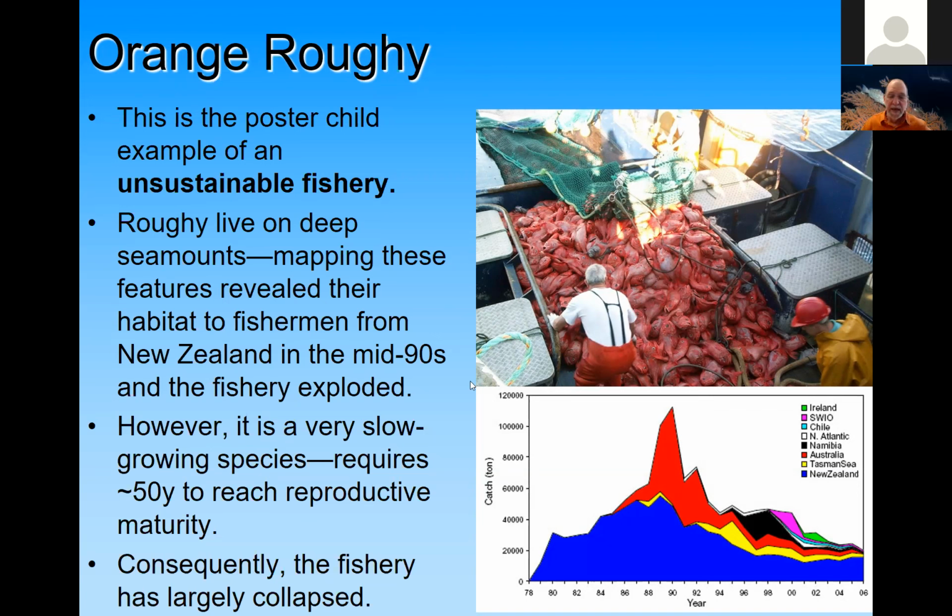But the thing is that the orange roughy are a very, very slow growing fish. They require 30 to 40 to even 50 years to reach reproductive maturity, and individuals can live well over a century. So under those conditions, that's very different from the anchovy. If you reduce an anchovy population, drive it down for a couple of years, when conditions improve, the population can easily rebound. Not the case with orange roughy. So orange roughy is an example of an unsustainable fish species.